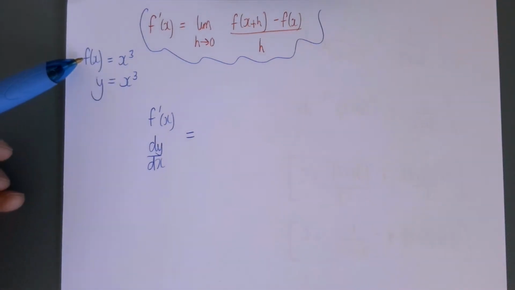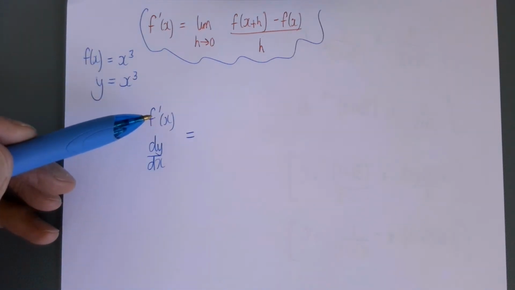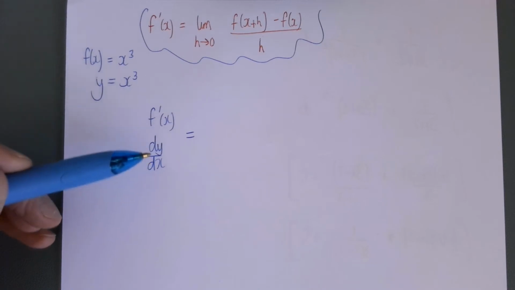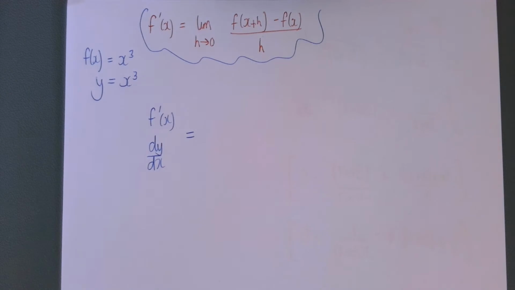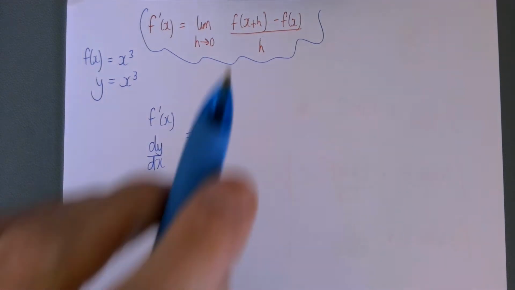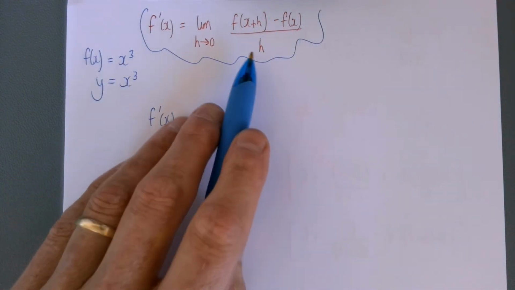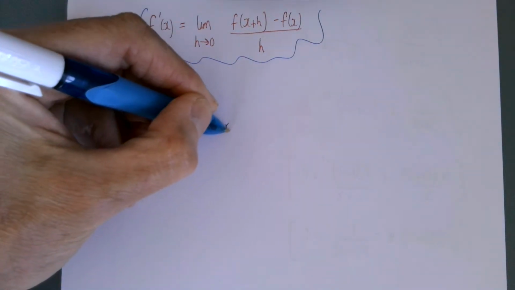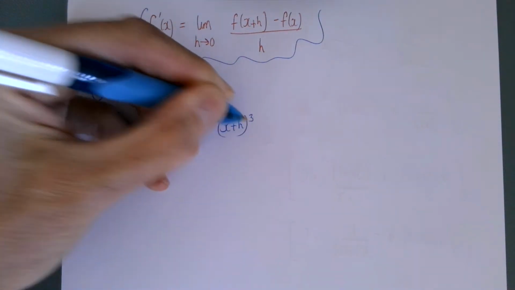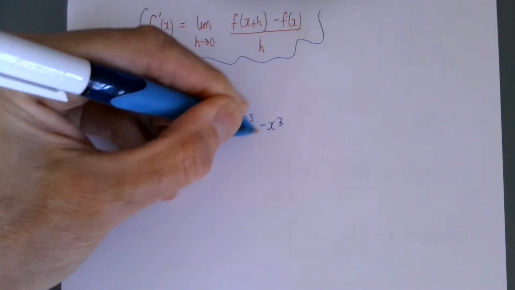And of course, we sometimes get functions described like this or like this, and dy by dx and f dash of x, these two things are interchangeable, so don't stress about which one you need to use. They're completely interchangeable. So just using this notation here, this is my function. So what this means is what happens when you make x equal to x plus h. So that gives me x plus h cubed, take away x cubed, over h.